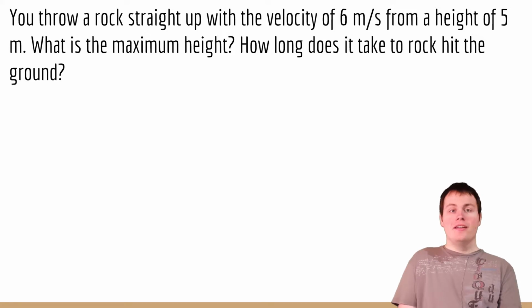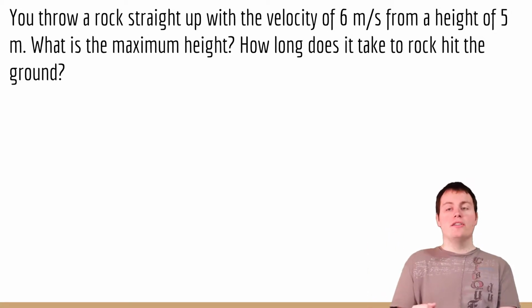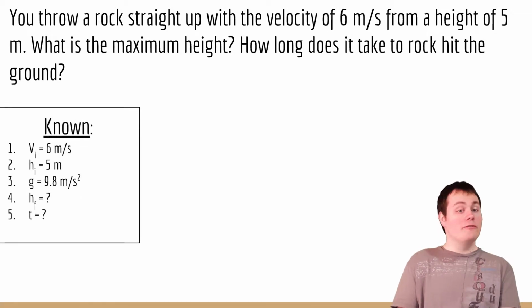Welcome back. As always, I like to start by listing all the things I know. Off to the side, I will write the initial velocity of 6, the initial height of 5. We're on Earth, we assume, so gravity is 9.8 meters per second squared. What we want to know is the height and the time.